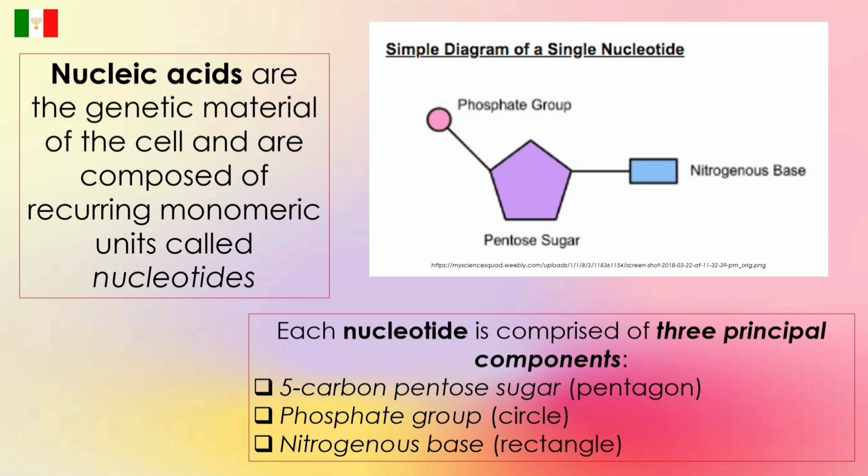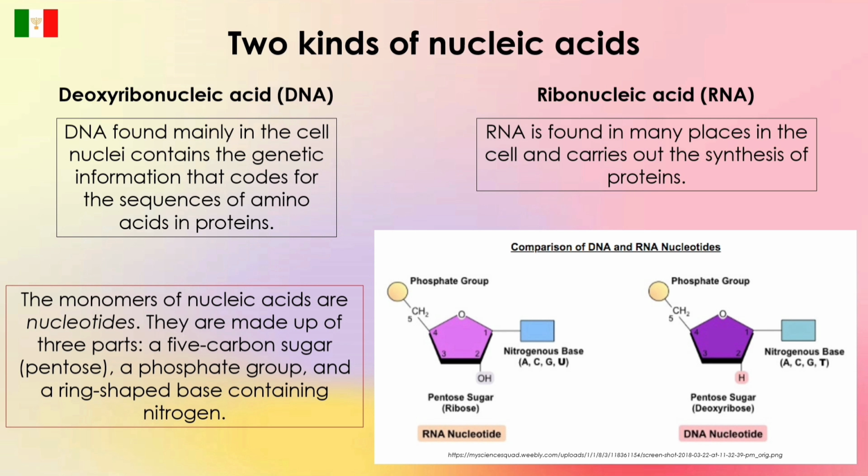We all know that nucleic acids are the genetic material of the cell and are composed of recurring monomeric units called nucleotides. Each nucleotide is composed of 3 principal components. What are those? The first one is 5-carbon pentose sugar, which is the pentagon in the diagram. Next is phosphate group, the circle one. The last one is nitrogenous base, the rectangle one. There are 2 kinds of nucleic acids, such as DNA or deoxyribonucleic acid and RNA or ribonucleic acid.